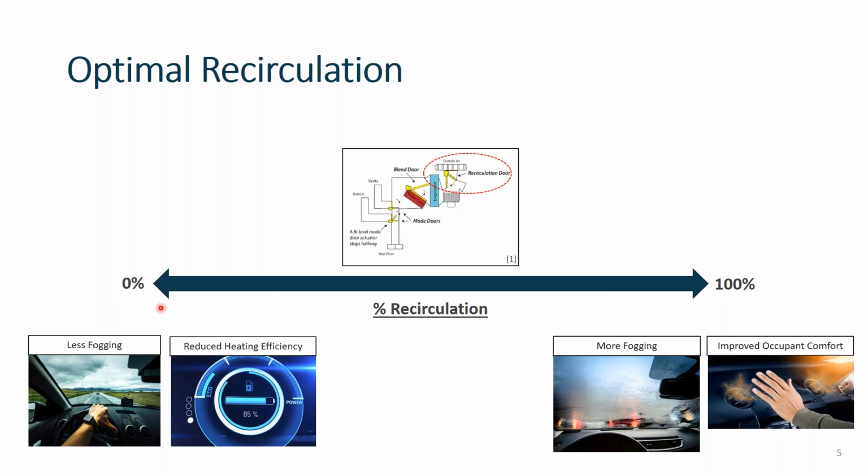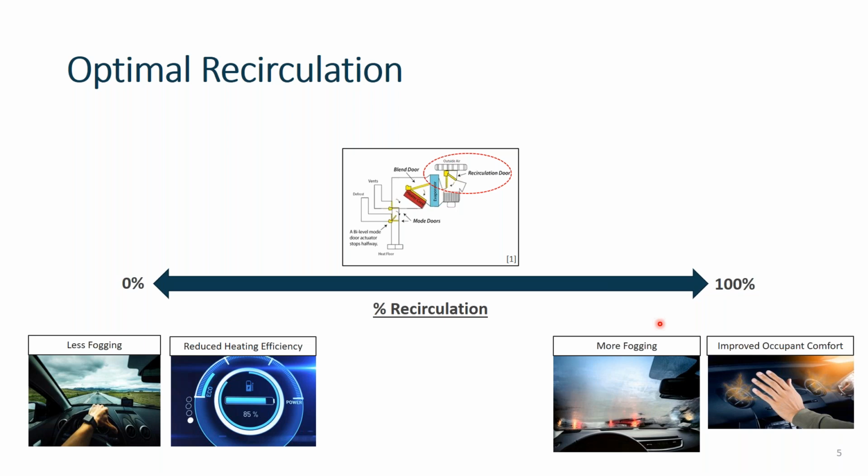So on one side of the spectrum, at 0% recirculation, this is 100% fresh air intake from the outside. So cold air from the exterior of the vehicle, relatively low moisture content. So in this scenario, of course, we have less fogging. We have a lower moisture content in our cabin air. However, we also have significantly reduced heating efficiency. Because we're taking in cold air into our HVAC system, it takes a lot more energy to heat the cabin at rate and to a degree similar to cases where we have a greater percent of recirculation.